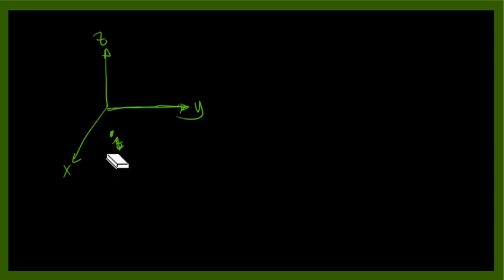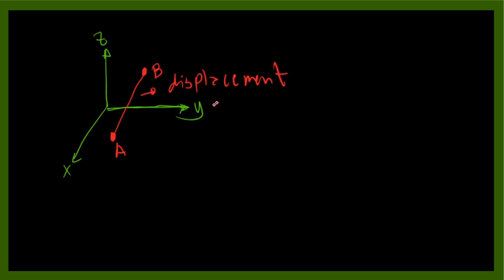Maybe we could call this one A. Okay, point A. Here is point B. If an object moves from this point to this point, that is the displacement, because that is only the distance. The displacement is the vector from the initial to the final location, not the distance traveled.